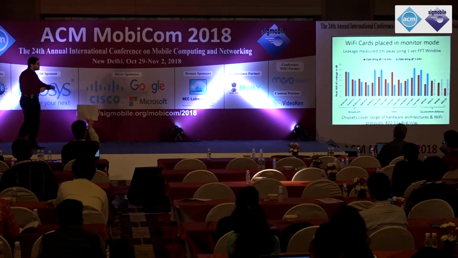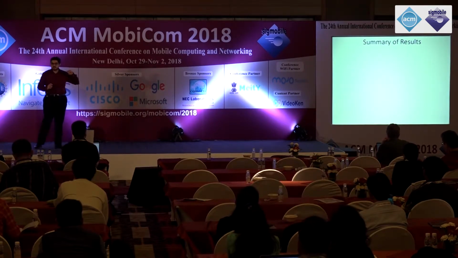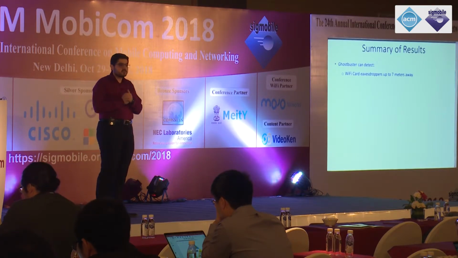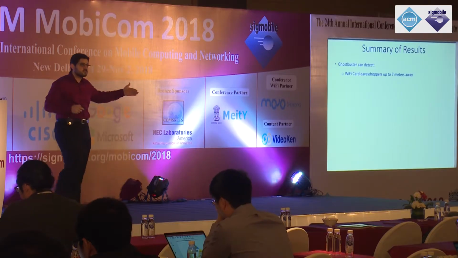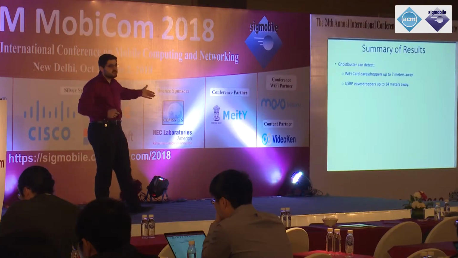It's telling me the time is out, so I'm going to just quickly summarize the rest of the results in one slide. Basically, what we show is that Ghostbuster can detect Wi-Fi card eavesdroppers up to 7 meters away, and USRP eavesdroppers up to 14 meters away.